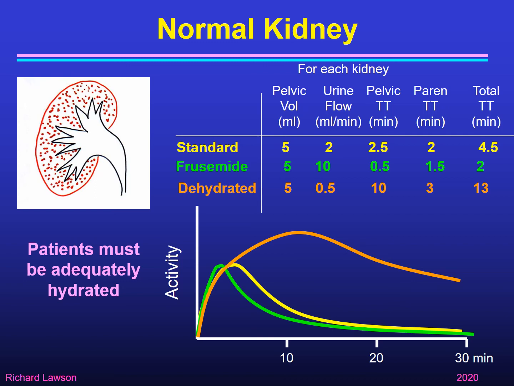The other favourite time for this is when the patient's been out on the town the night before, had a lot to drink, got very dehydrated from passing a lot of urine and not had time to rehydrate themselves before they come for their renogram first thing the next morning. So those are things to look out for. Make sure that the patient is adequately hydrated, otherwise you'll get the wrong shaped curve from the renogram.